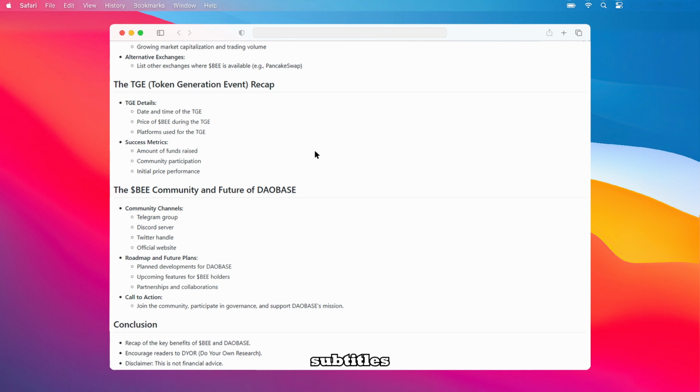Conclusion: $BE and DAOBASE offer some potential benefits, including its role in the decentralized Web3 space. However, always remember to do your own research. And please remember, this is not financial advice.